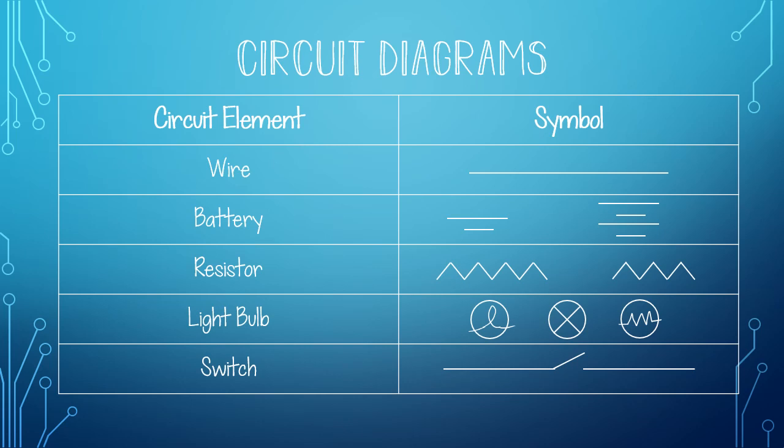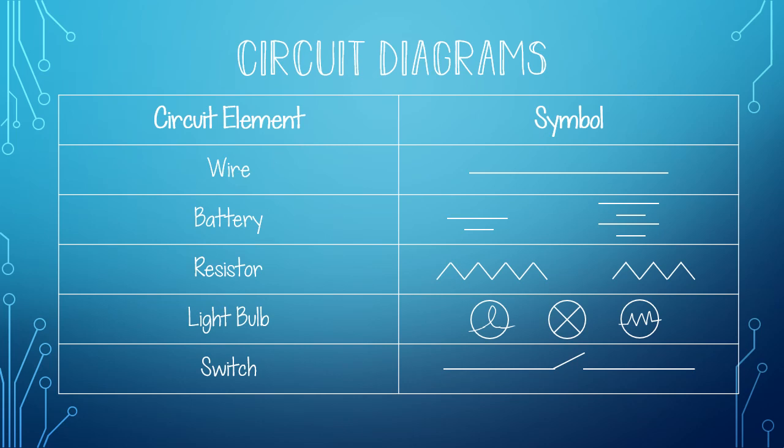Resistors are represented by a zigzag line. The number of zigzags that you use is not important, so I gave an example using 4 and 3 here, and both of those would express a resistor. Light bulbs are one of the few elements that have multiple symbols for them. They always have a large circle, and sometimes the inside is kind of a loop shape. Sometimes there's an X on the inside, or sometimes there's a zigzag, much like a resistor.